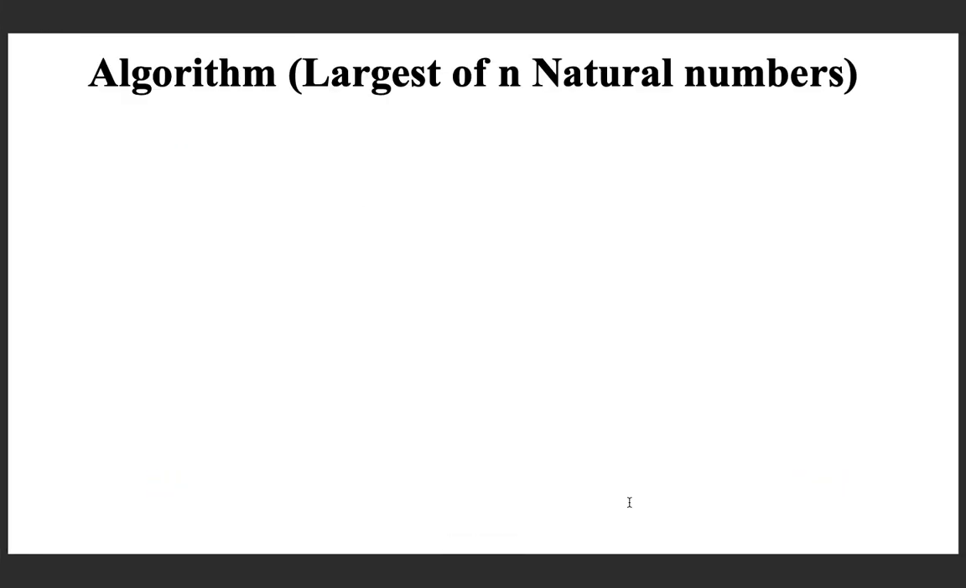The first algorithm that we are going to see today is to find the largest of n natural numbers. So we have to read n natural numbers and then find which is the largest natural number among the n natural numbers given to us. We are going to discuss an algorithm which finds the largest on the fly, meaning without storing all the n natural numbers in the memory at the same time.